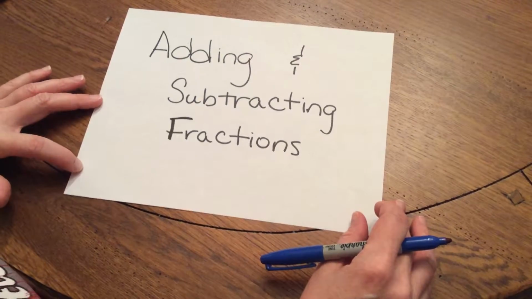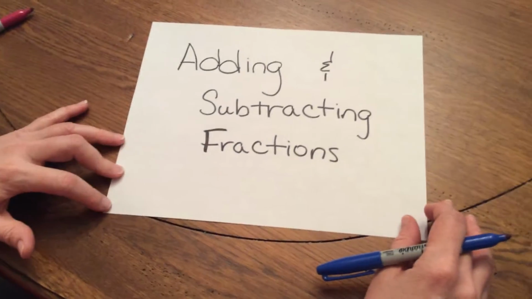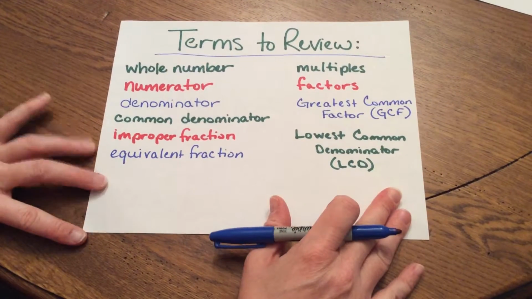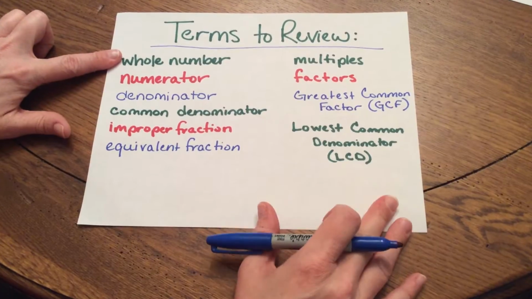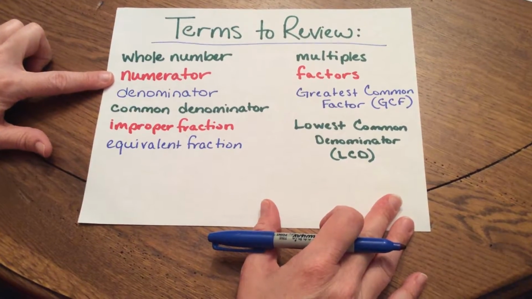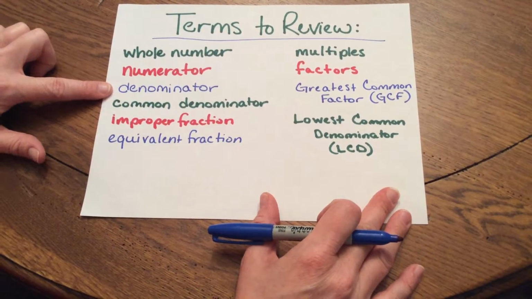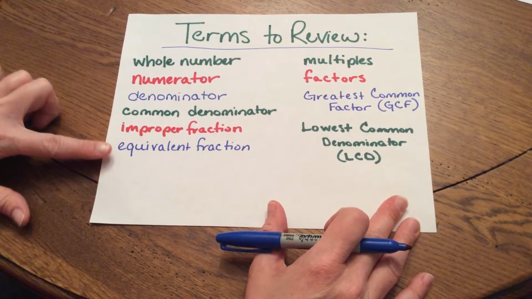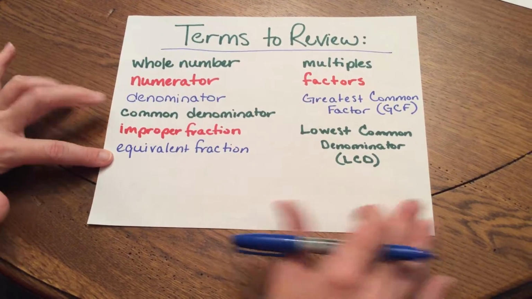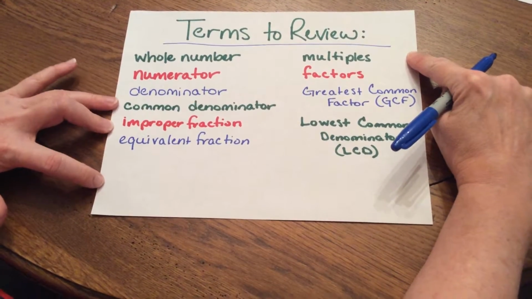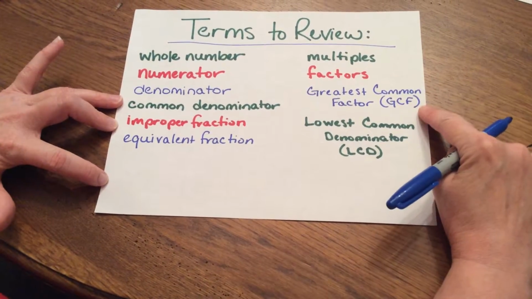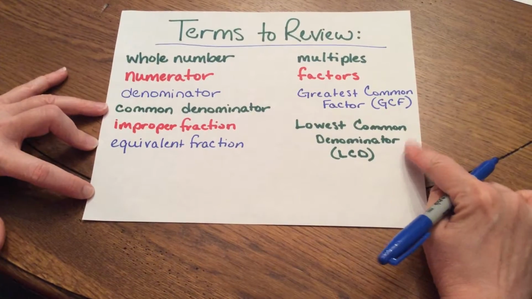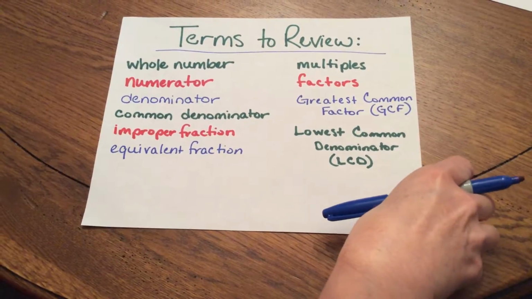Today we are going to be learning adding and subtracting fractions. Terms to review or to keep in mind: whole number, numerator, denominator, common denominator, improper fraction, equivalent fraction, multiples, factors, greatest common factor, and lowest common denominator.